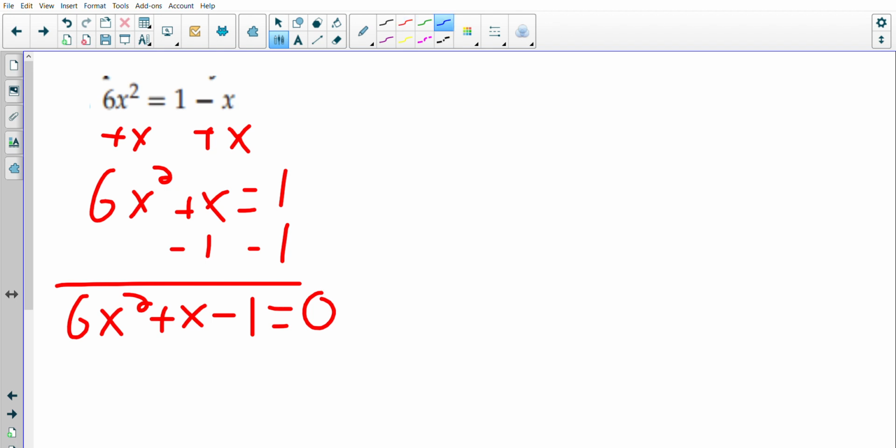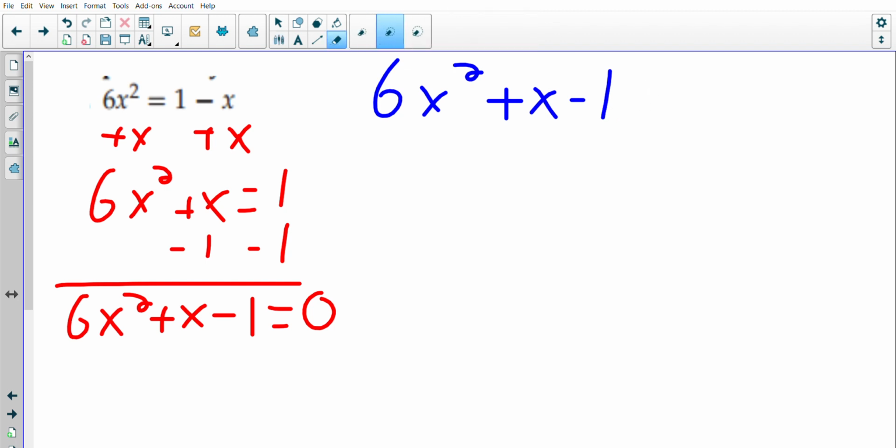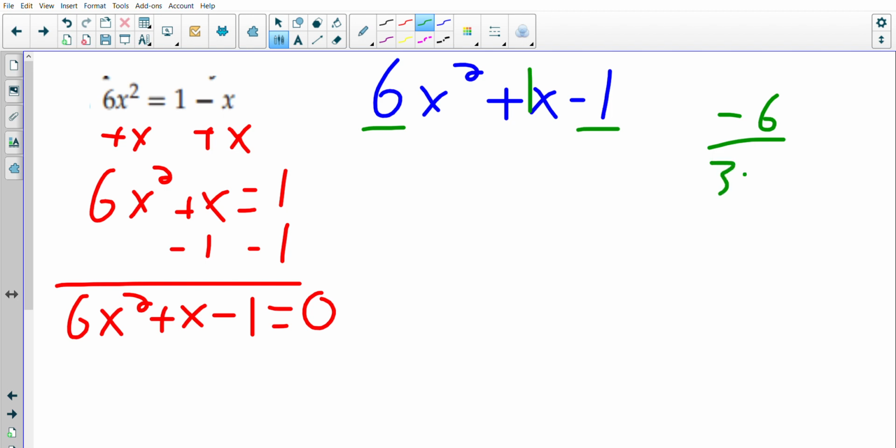Remembering the method shown in the last video, 6x squared plus x minus 1. I'm just factoring right now, so I'm not worried about the equal 0. I need to multiply the first and the last, so 6 times negative 1 gives me negative 6. What are two factors of negative 6 that would add up to a positive 1, because there's a positive 1 in front of the x? Well, 3 times negative 2, adding those two would give us a positive 1. So we can split into 6x squared minus 2x plus 3x minus 1.